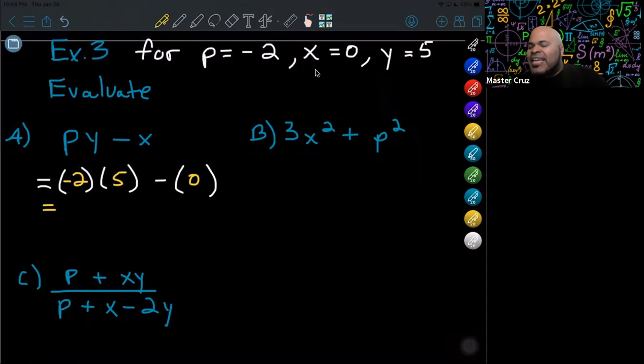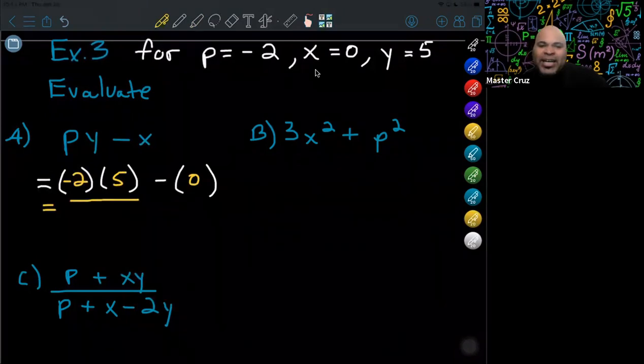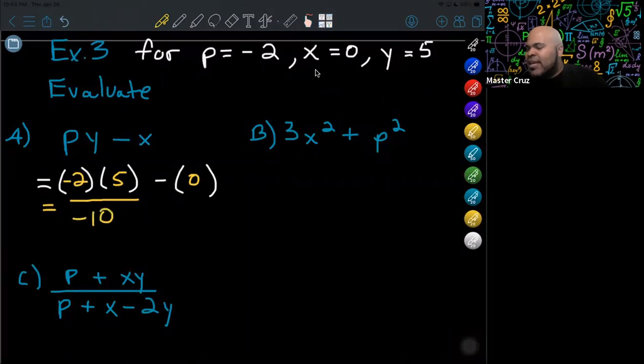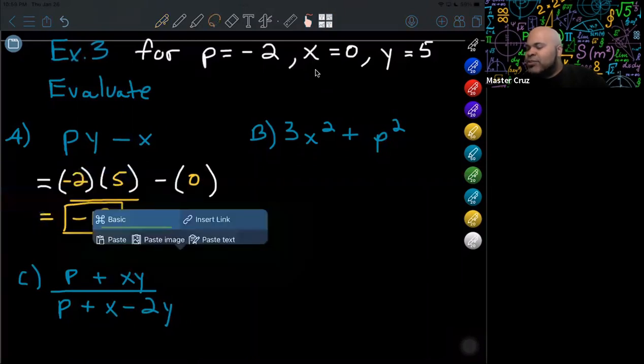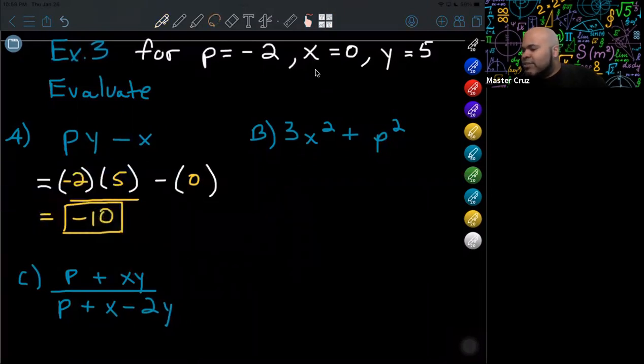So here we go. -2 times 5. It's the first thing that PEMDAS tells us to do, is -10 and minus 0. That's it, because minus 0 doesn't do anything. That is my answer, -10, right? Because -10 minus 0 is still -10. This is gone because it's 0. So hopefully you got that one before I did, and hopefully it's not that bad.